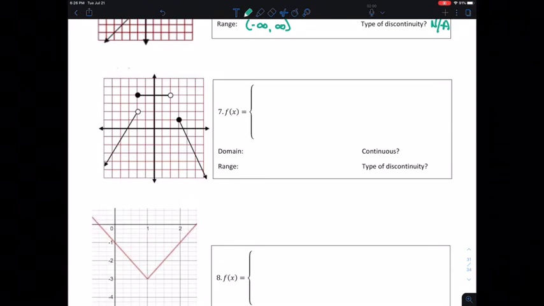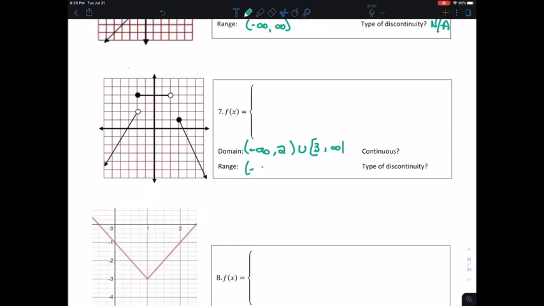All right, for problem 7, the domain is negative infinity to 2, and 2 is not included, and then it picks it up again at 3. 3 is included, and then it goes to infinity.